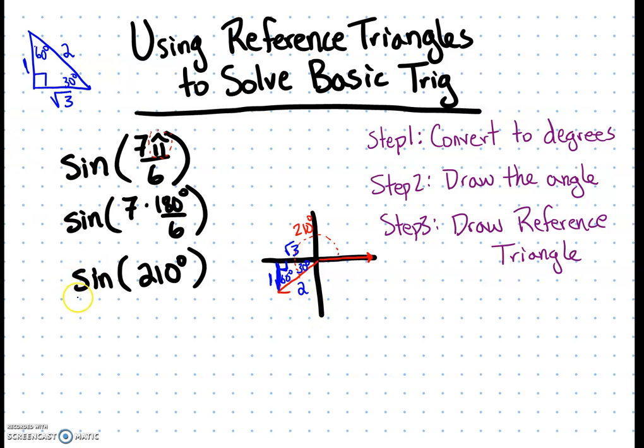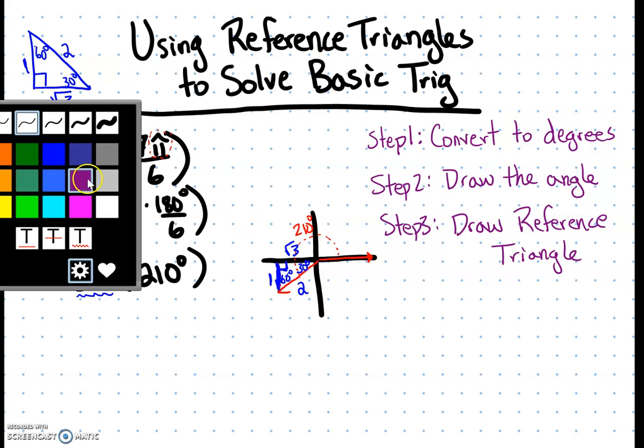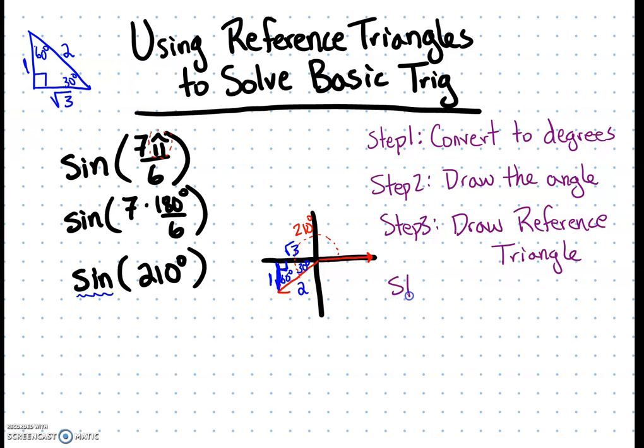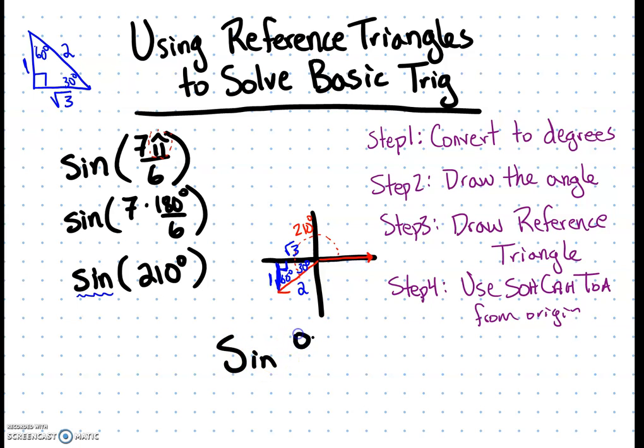So what am I going to do now? I'm taking the sine. I'm going to place myself inside at that origin. I'm going to look out. And I'm going to use SOHCAHTOA. I'm going to picture myself standing at the origin, and I'm going to look out. This problem asks for the sine. So what am I going to do? I'm going to take sine is the opposite over the hypotenuse.